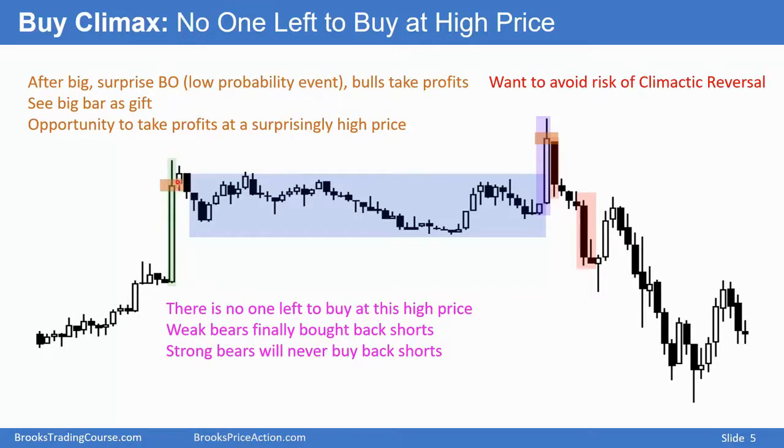Part of what is taking place here is weak bears are buying back shorts. They're looking at a weak rally. They're betting that eventually it'll turn into a trading range, and they're selling. They're selling below bars. They're selling above bars. And then they see this. The market's racing up quickly. They cannot take the pain. They buy back their shorts. The weak bears are buying, causing the market to go up.